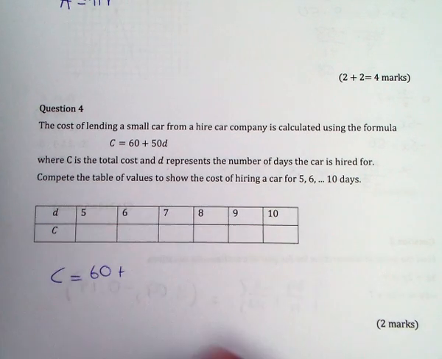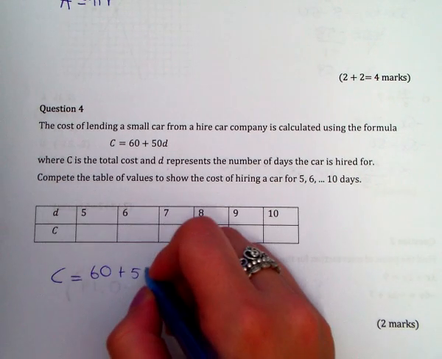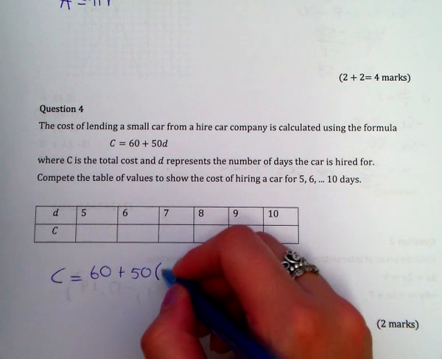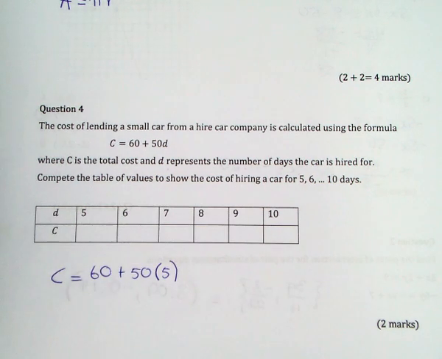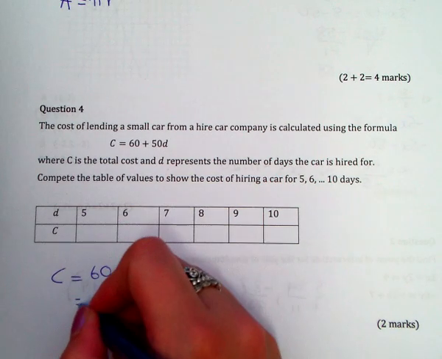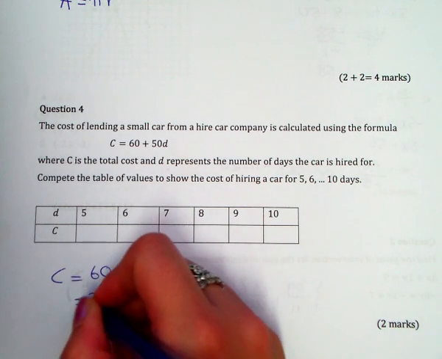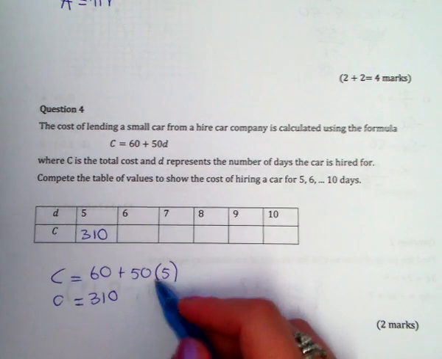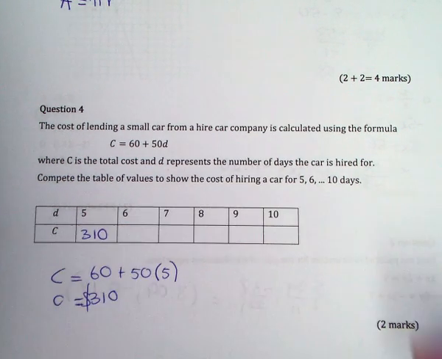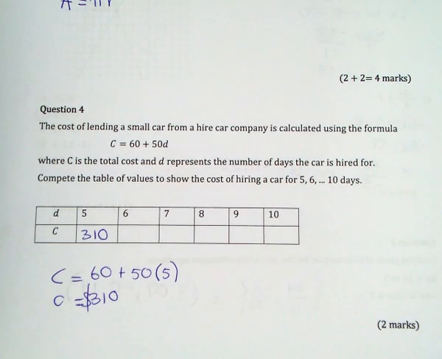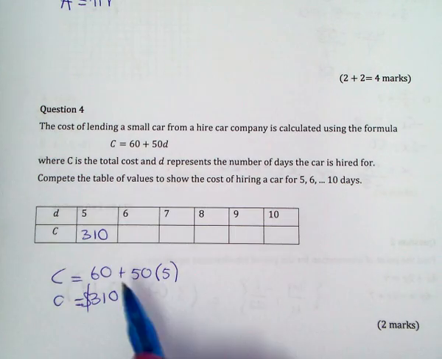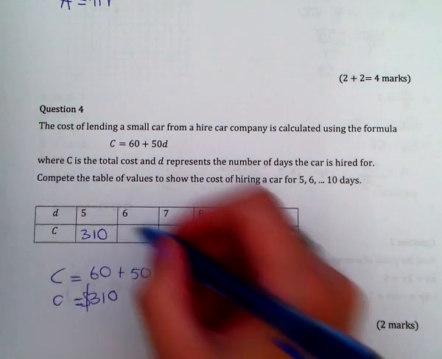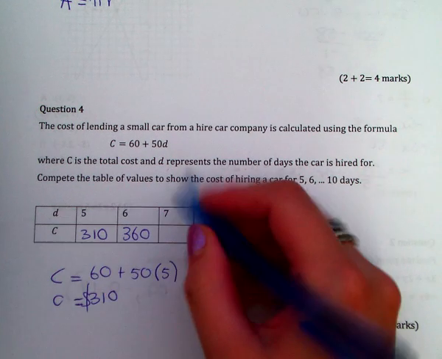Using the rule, the cost is equal to 60 plus 50 times the number of days. The days is our first row, so if we wanted to find out for 5 days, we would let D equal 5. Plug that into our calculator, get a value of 310. That's saying that for 5 days of hiring the car, it will cost us $310. Okay? Following that same procedure for each square that we need to fill out in the table, we will get the following values.